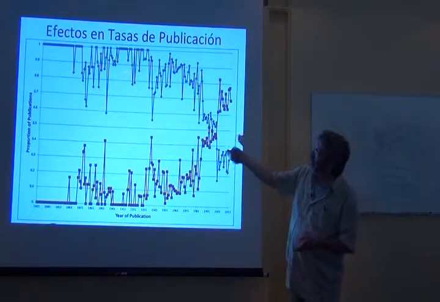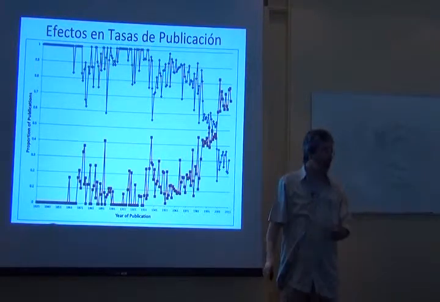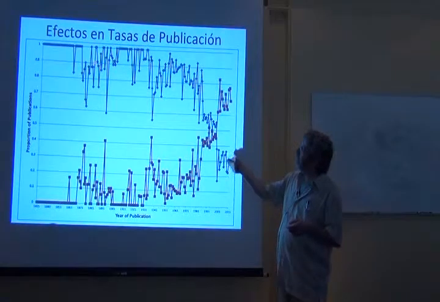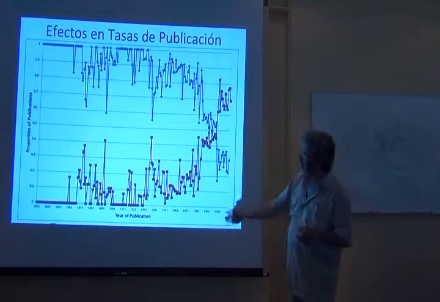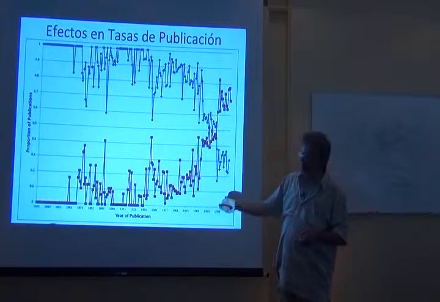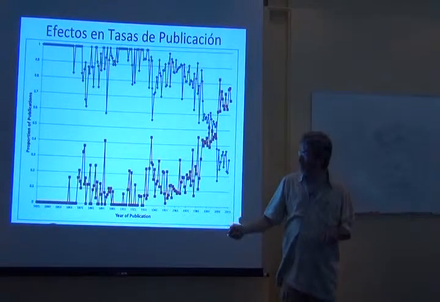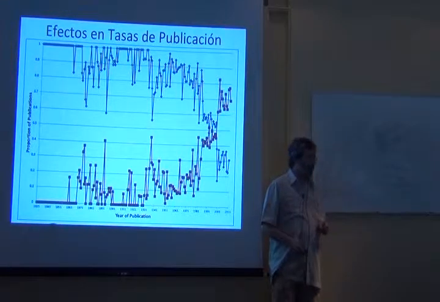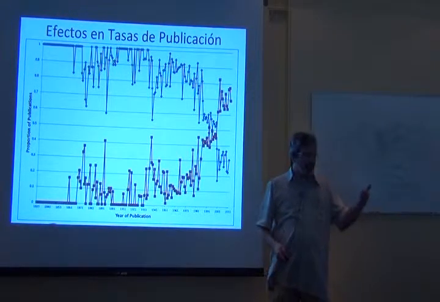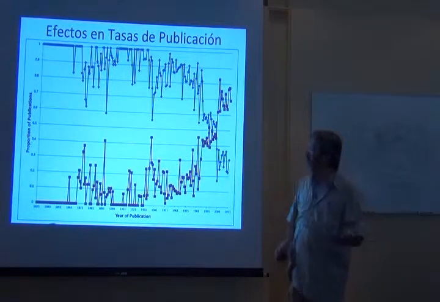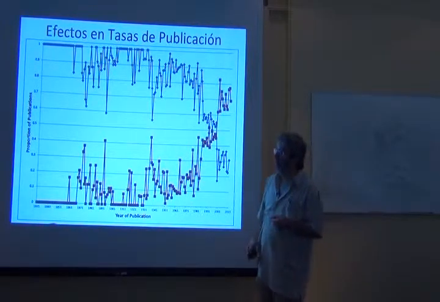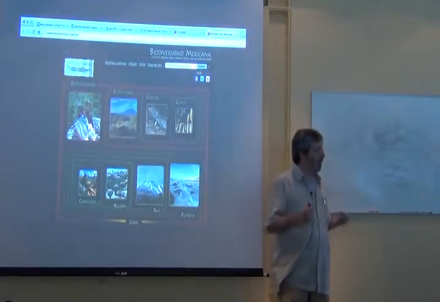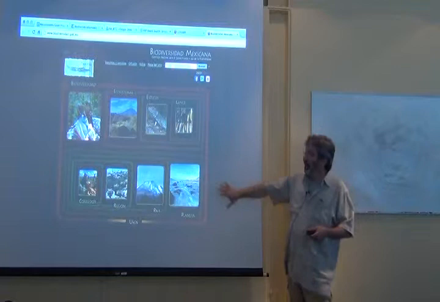back in the 1800s, essentially all of the authors were foreign, European, North American. You can see into the 20th century that rate falls. And look, this is the proportion of authors who are Mexican. And that rises. Okay, so essentially what you see in terms of collections and biodiversity data, but also in terms of the scientific output, is that Mexico ends up essentially taking its own destiny into its own hands.